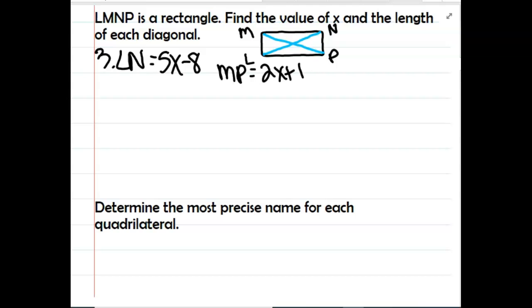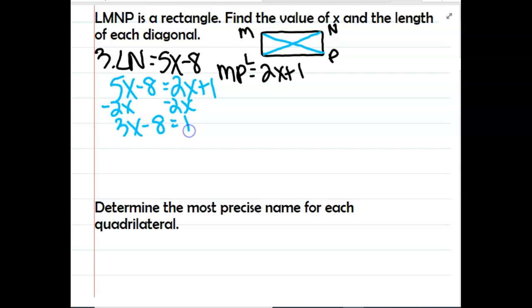And what do we know about the diagonals of a rectangle? They're congruent, right? The diagonals of a rectangle are congruent. So I can set these equal to each other. 5x minus 8 equals 2x plus 1. And to solve for x, get your x's on the same side, so subtract 2x. So we have 3x minus 8 equals 1. Add 8, we get 3x equals 9. Divide by 3, we should get x equals 3.